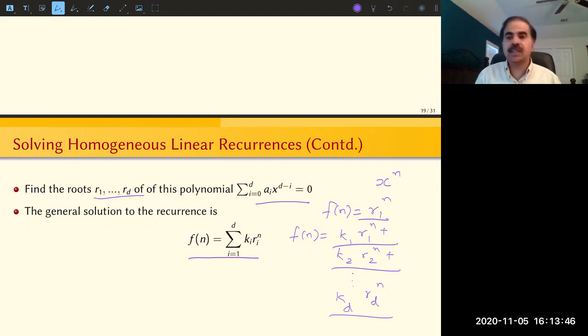You set up this equation and find the roots. And obviously I'm not going to give you anything more than a quadratic equation to solve. There are ways to solve higher degree equations involving higher degree polynomials, but that's not something that we are ever going to encounter.